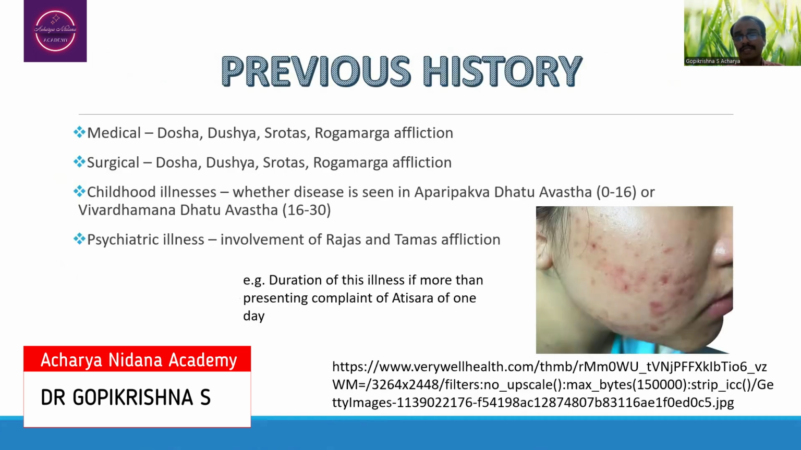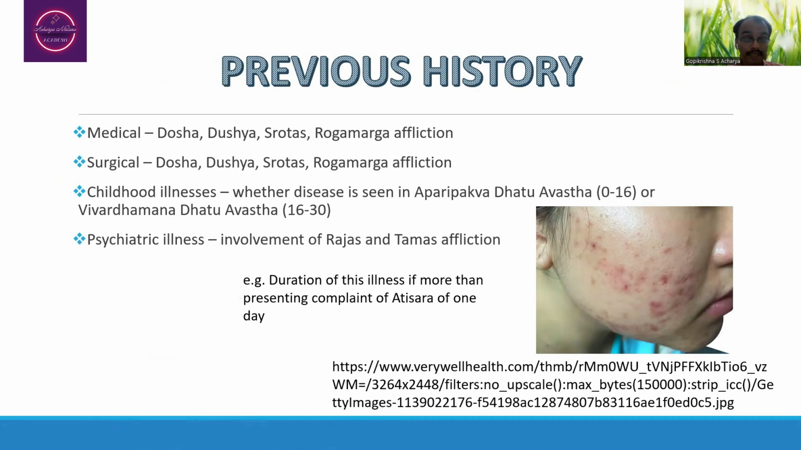As far as previous history is concerned, we are noting the medical illnesses, regarding what kind of dosha is vitiated, what dushya may be afflicted, what possible srotas affliction can be predicted, and what kind of rogamarga affliction can be seen. That has to be recorded based on the medical history.